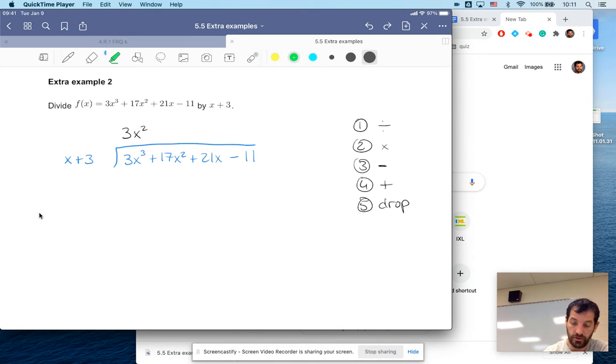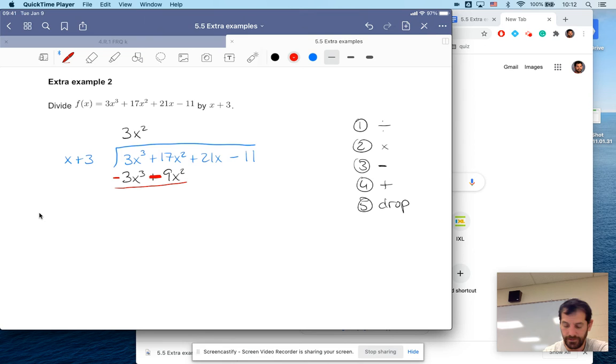In this case, it's going to require 2 different multiplications. So we're going to do 3x squared times x. So that's going to be 3x cubed. And then 3x squared times 3, so there's going to be plus 9x squared. So that's step 2. Step 3 is changing the sign. So that means that I'm going to make that a minus, and I'm going to make that also a negative sign. So both of them are negatives in this case. So we can now add.